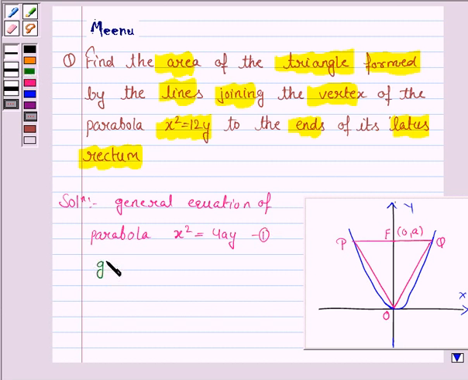And the given equation of parabola is x square is equal to 12y. Since the equation involves x square, so the axis of symmetry is the y-axis. Let's call this as 2. Now comparing 1 and 2, we have x square is equal to 4 into 3y. So therefore, a is 3.